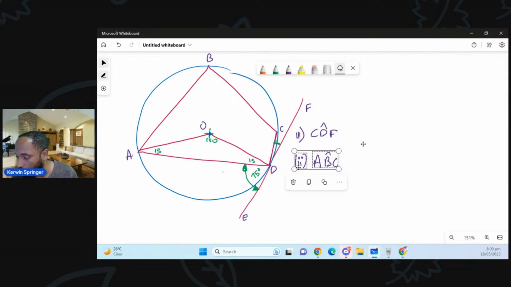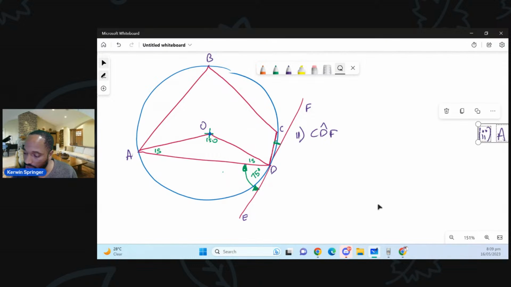So I actually made an error here. I should have given you one more piece of information. Because C is unhinged. C could go anywhere according to this question, so I need to tie C to a spot. I still want you to figure out CDF, but I'm telling you that the angle ABC is 100 degrees.